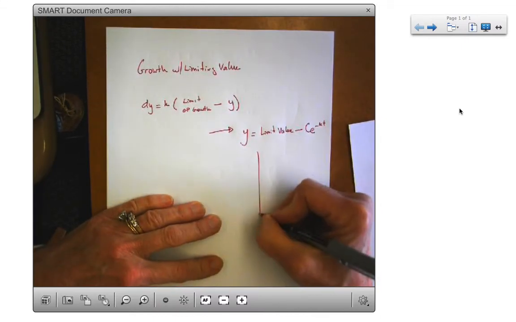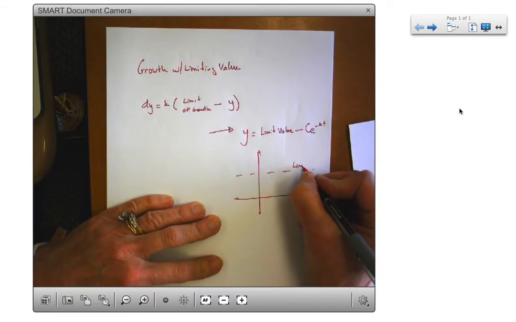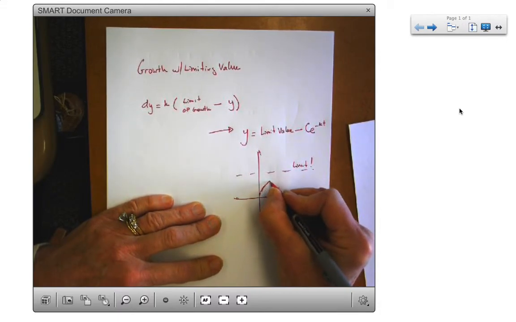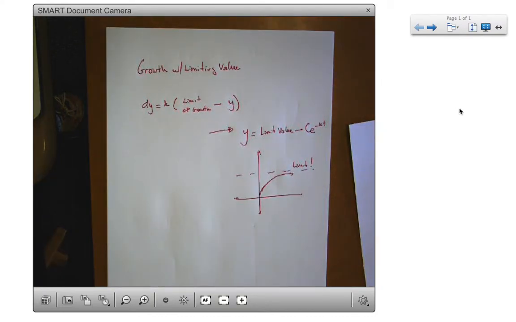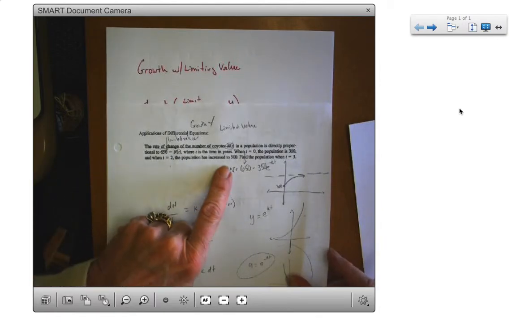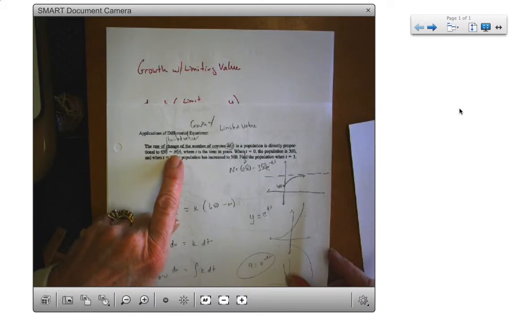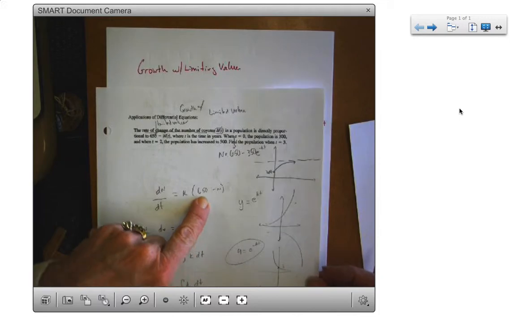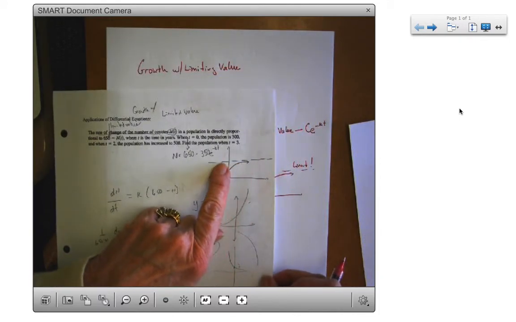So the graph is going to look like this. This is where it's going to top out. There's that limit. And the graph's going to start with a beginning value and climb toward that limiting value. And this was the problem we talked about in class, where we had the population, the rate of change of coyotes, the population directly proportional to 650 minus N(t). That fit into the limiting values at this place. That 650 turned out also to be the asymptote for the solution of our graph.